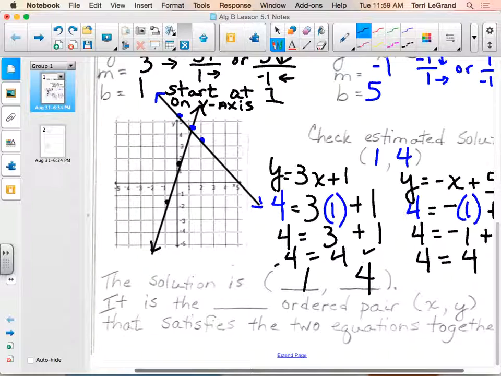So we're going to say that the solution actually is ordered pair 1, 4. That's how we write it, as an ordered pair. 1, 4 is our solution. It's the only one. These two lines only cross each other in one spot, so it is the only ordered pair that satisfies the two equations together. It's the only answer I can accept for it.